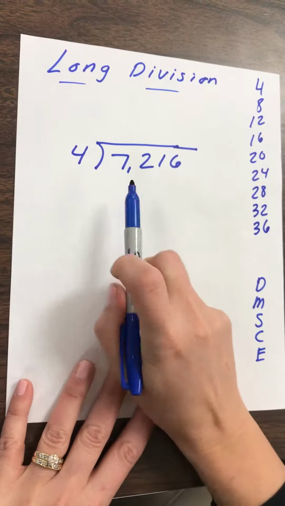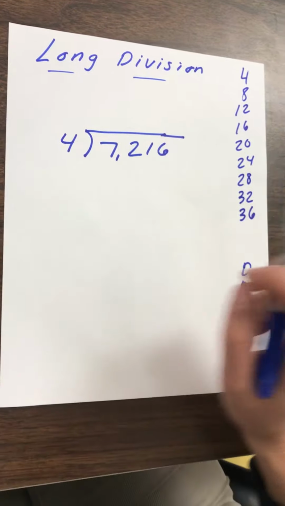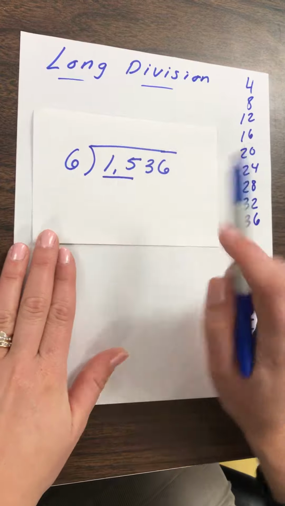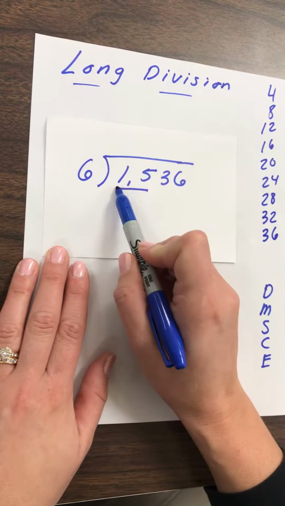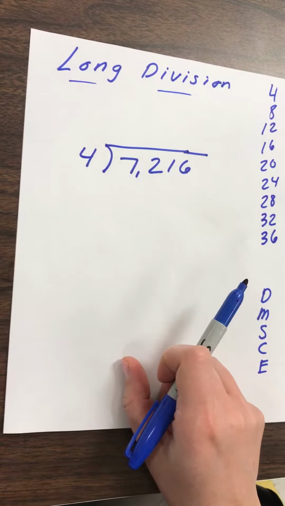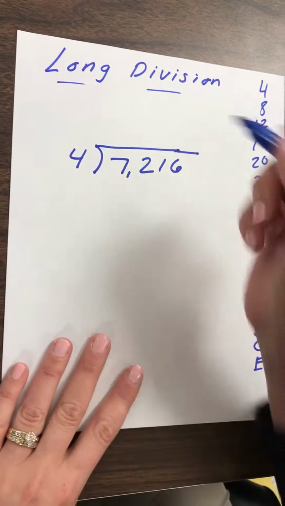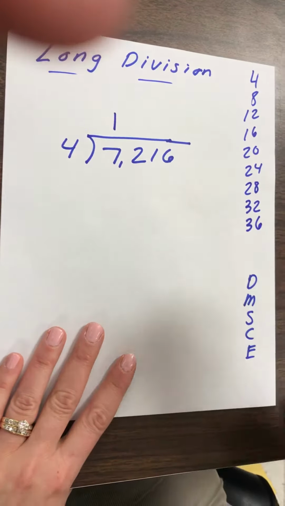So my decision is, can I make any groups of 4 out of 7? Sometimes you have a problem that looks like this, and I might need to say, well, I can't make any groups out of 1, but I can make them out of 15, and I just go ahead and start with the 15. But for today's problem, we can make some groups of 4 out of 7, and I could do 1. That's my divide step.